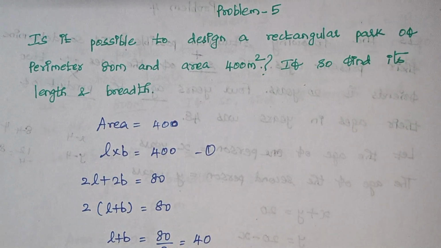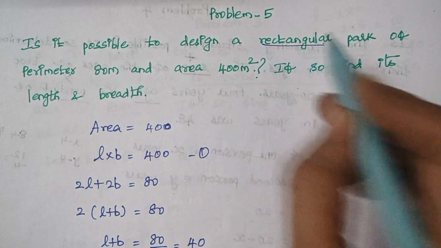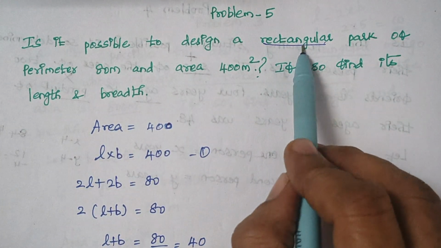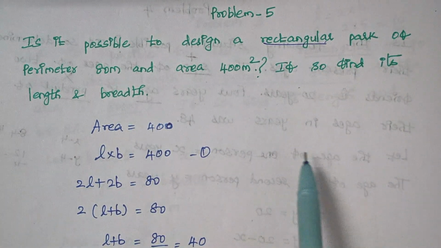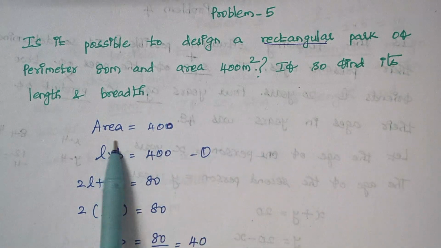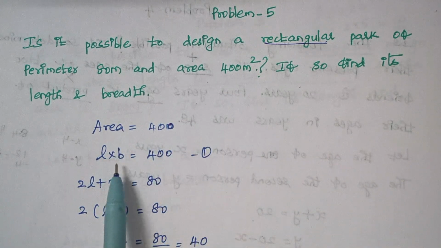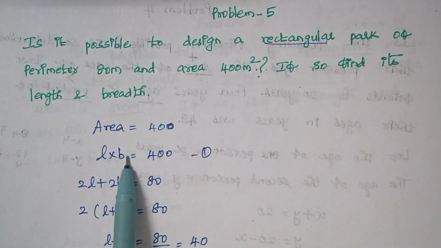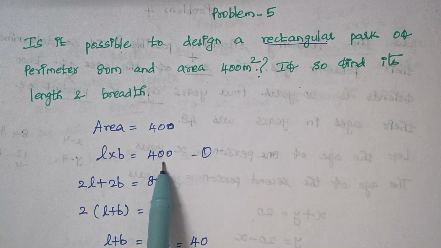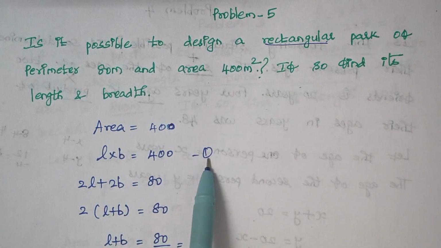So again we are discussing a rectangular park. So for a rectangular park, what is the area of a rectangle? It is given by length into breadth. So area is 400. Therefore length into breadth is equal to 400. Name this as equation 1.